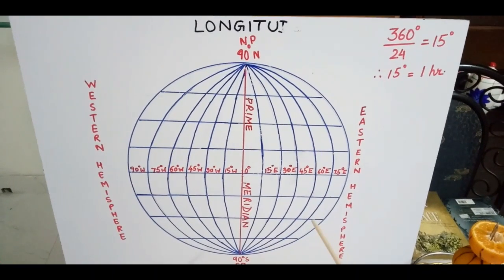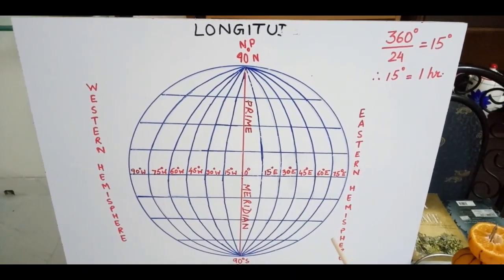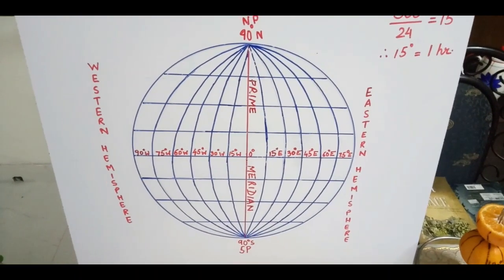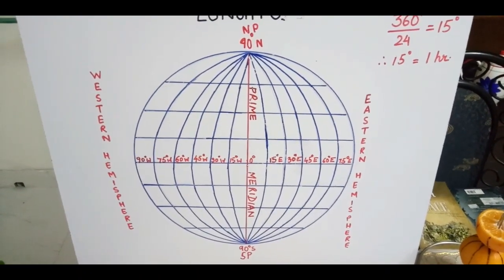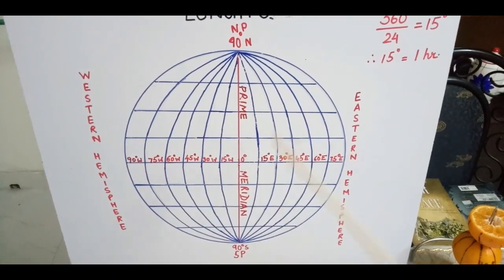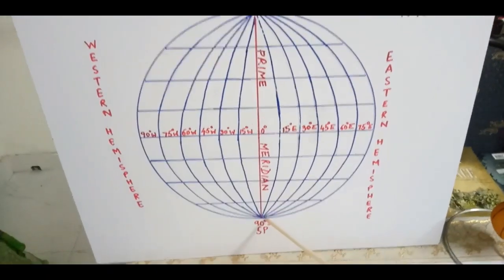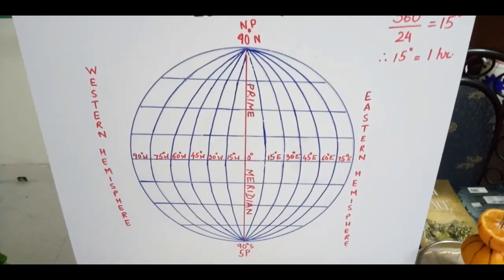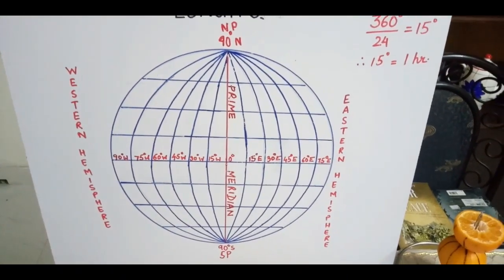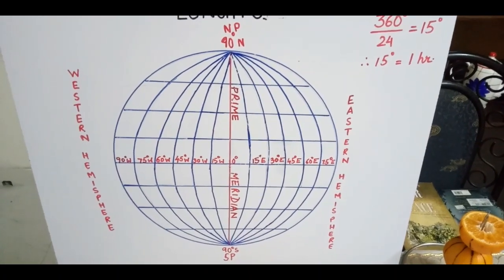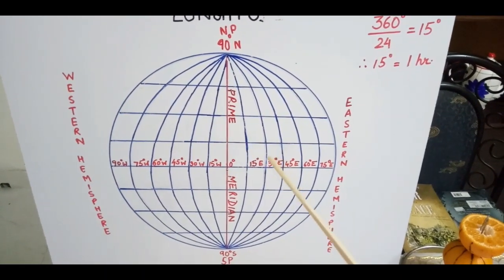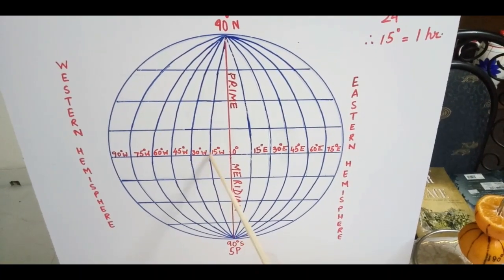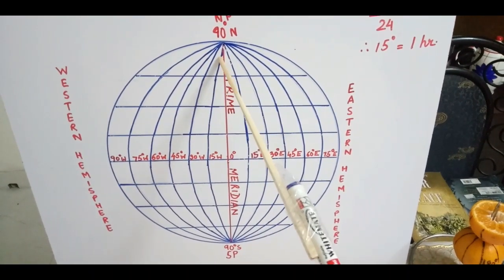Okay, now longitudes are semicircles. They run from North Pole to South Pole. They are semicircles which converge at North Pole and South Pole, as you can see in the diagram. That means that they are not parallel to each other. They are of equal length, but the distance between any two meridians goes on decreasing towards the poles.